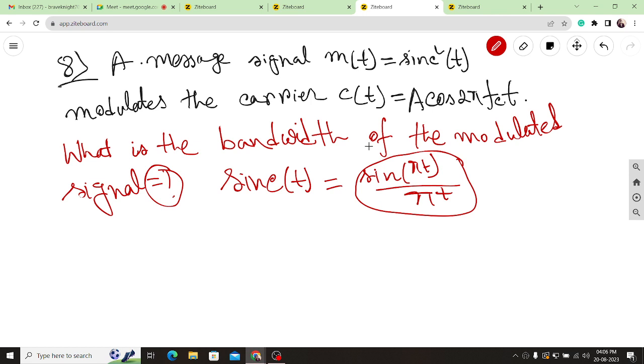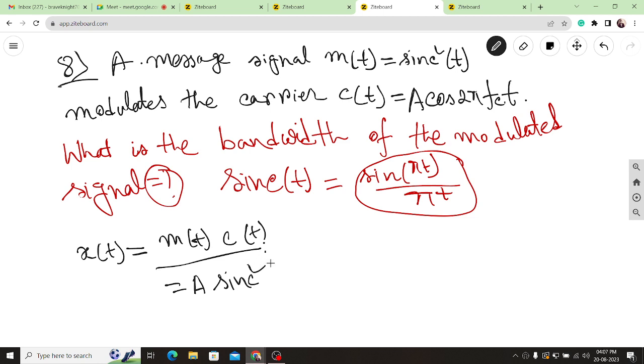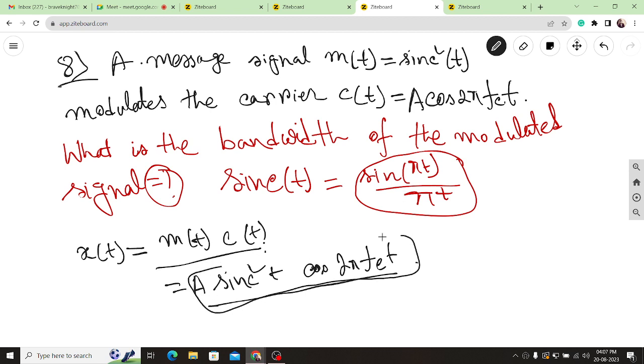I'm just telling you what is the hint of this question. It is a signal xt that is getting multiplied with mt, ct, and this is a sine square t into cos 2 pi fct, right? So this is in time domain.